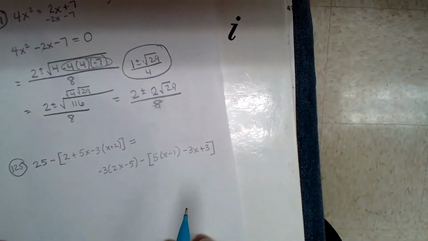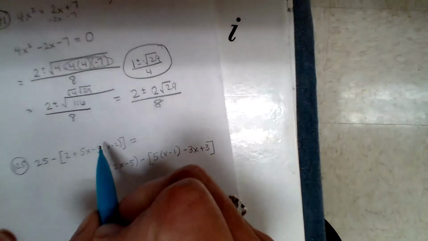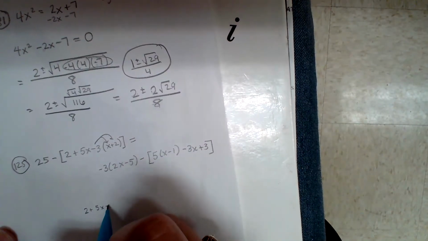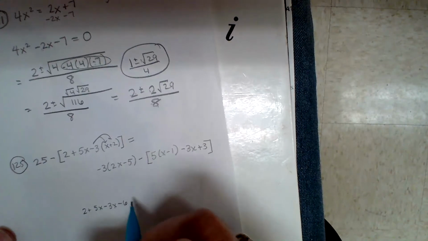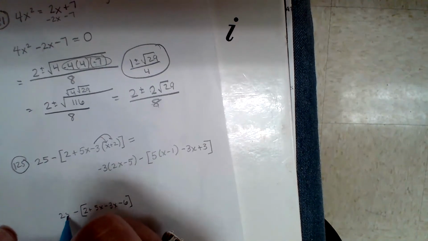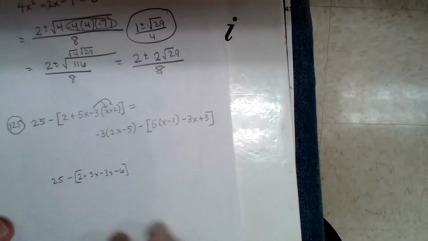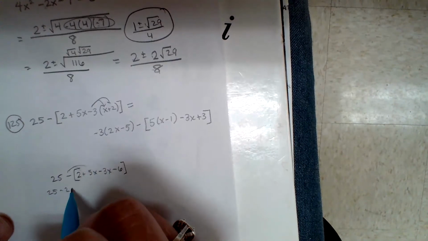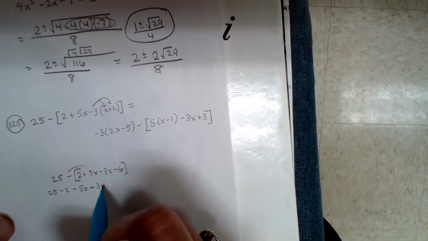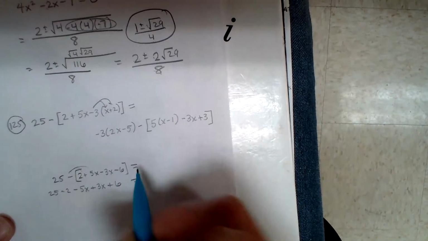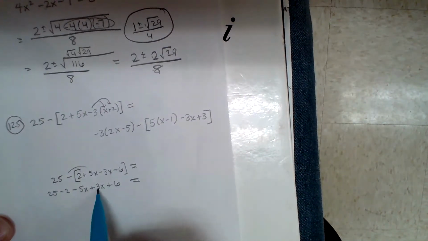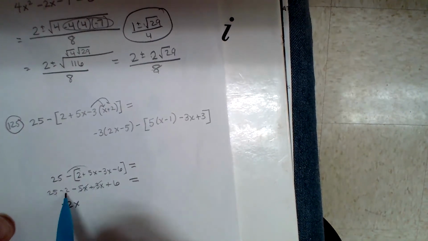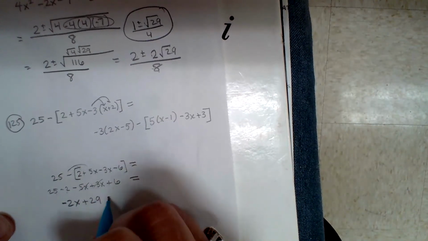And then the last one, this one just looks ugly. So on this side, I'm going to first distribute my negative 3. So 2 plus 5x minus 3x minus 6, all in brackets with a minus sign out in front. And then distribute my minus sign. So 25 minus 2 minus 5x plus 3x plus 6 equals, this is me just dealing with the left-hand side still, negative 2x, 23 plus 6, 29. There's my left.